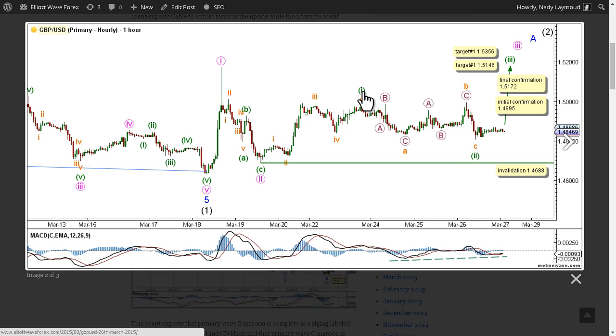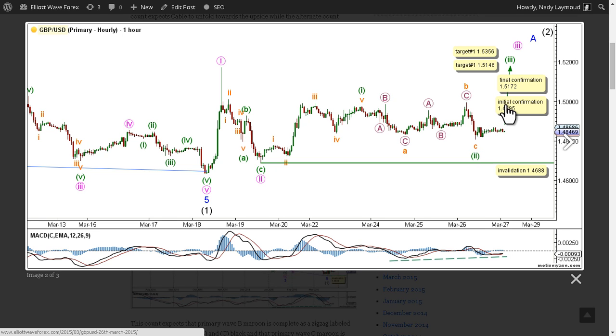Following the completion of wave 1 green, wave 2 green unfolded as an expanded flat correction labeled A, B, and C orange. Expanded flat corrections unfold as a 3-3-5, meaning that wave A orange unfolded as a 3-wave structure labeled A, B, and C purple, and as well B orange unfolded as a 3-wave structure labeled A, B, and C purple, and finally wave C orange unfolded as a 5-wave structure to the downside.